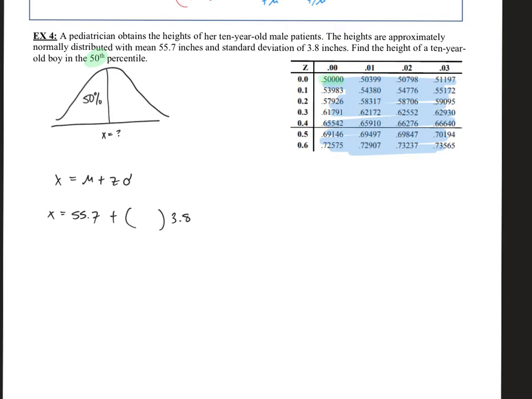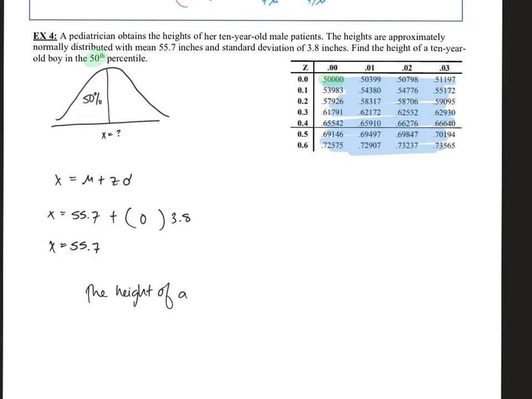And that z-score value is a strange one, but it is actually just going to be 0. So that'll be 0, which means x is going to equal 55.7. Does that make sense? Well, yeah, because remember, my mean was supposed to be 55.7. So that is the middle value. Alrighty, there we go.